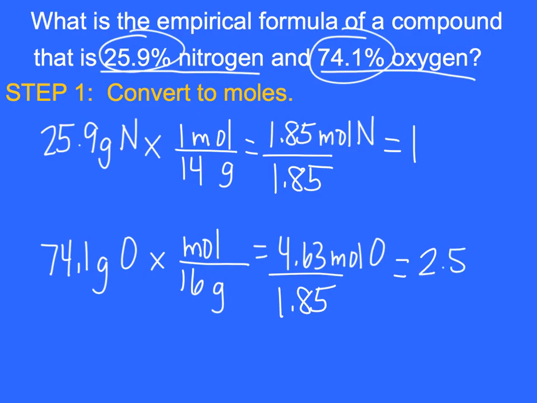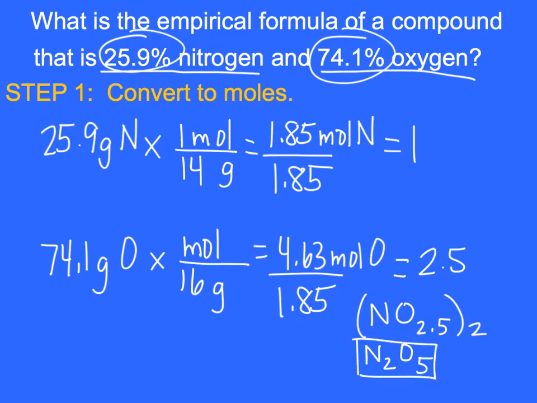Okay, so what this is basically saying is that we have 1 nitrogen and we have 2.5 oxygens. But we don't like to see a fraction here. We like to have whole numbers here. So we're going to multiply this whole thing by 2 to get rid of that fraction, because we want a whole number. So therefore, your answer would be N2O5. Okay, and that would be your empirical formula.